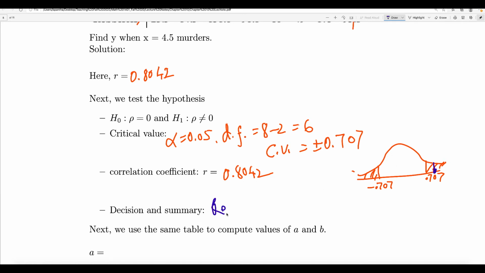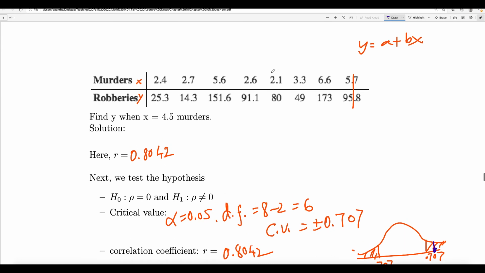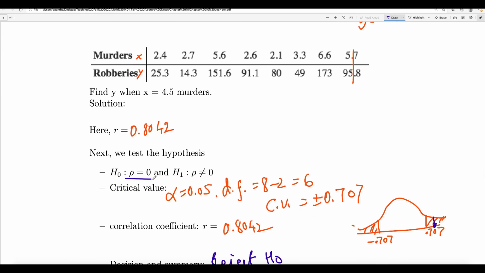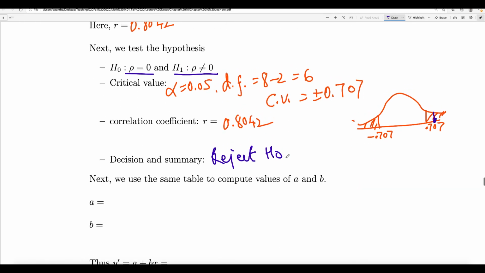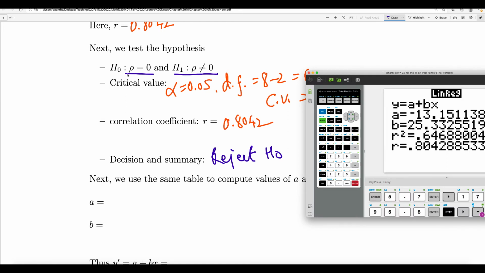We reject H0. What does that mean? That means we reject H0, meaning rho is not equal to 0, meaning there is a linear relationship. There is a linear relationship means we need to do the regression analysis. If you do not reject that, you don't have to do regression analysis, okay?